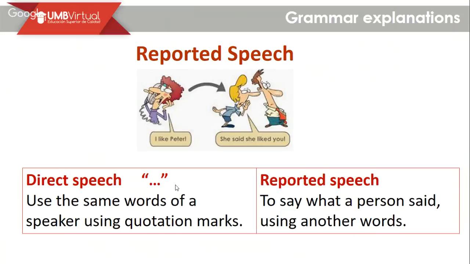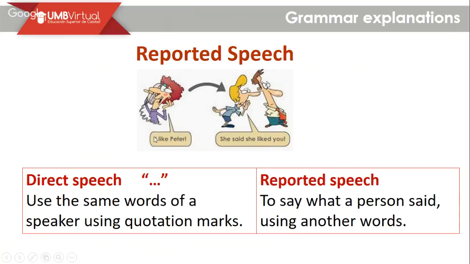Reported speech is used to mention or to say what a person said before using other words. That's why, for example, when you are listening to someone's conversation, like in this image, you can see that she said, I like Peter. So in this part, she is using direct speech. Or this person is reporting or retelling to him what she said. So she said she liked you, all right? En este caso vemos que el verbo está presente y aquí el verbo está presente.